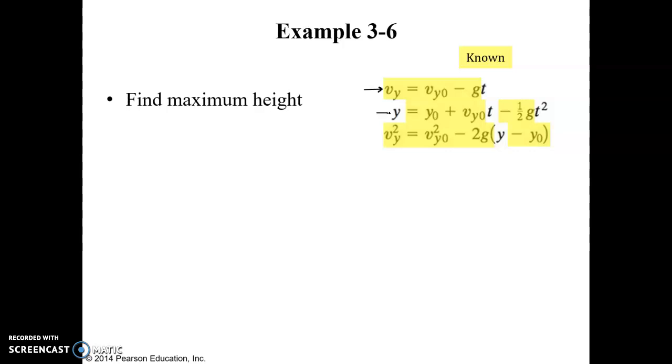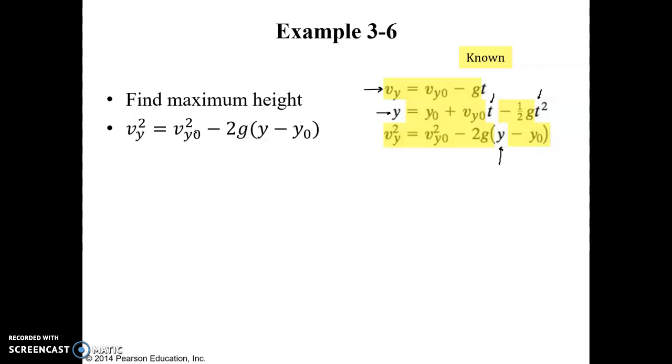This one, the y position is going to be our maximum height, but we also don't know time. So here we have two unknowns. We have time and y both unknown, so that's not really going to help us out. This last equation here, though, the only thing that's unknown is y, the final y position, and that happens to be what we're trying to solve. So that's the one we should go with. That's the one we should use. So we're going to use this equation, and we want to solve it for y.